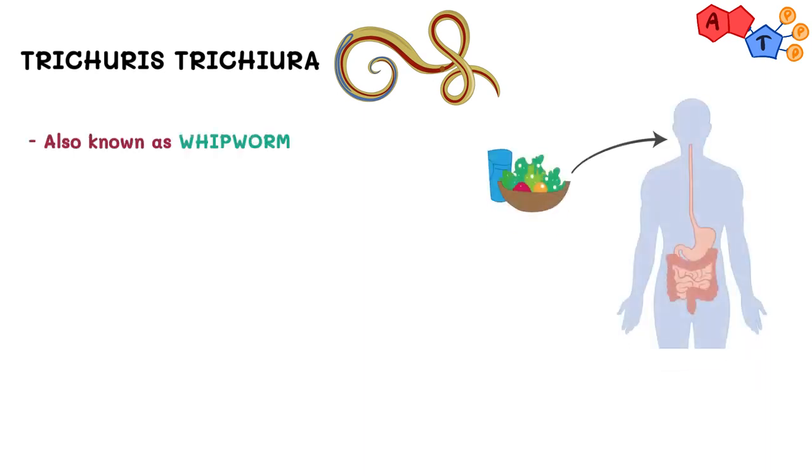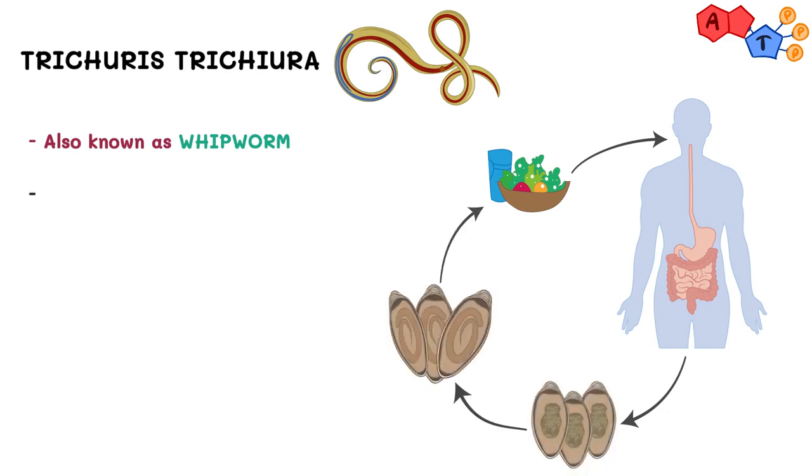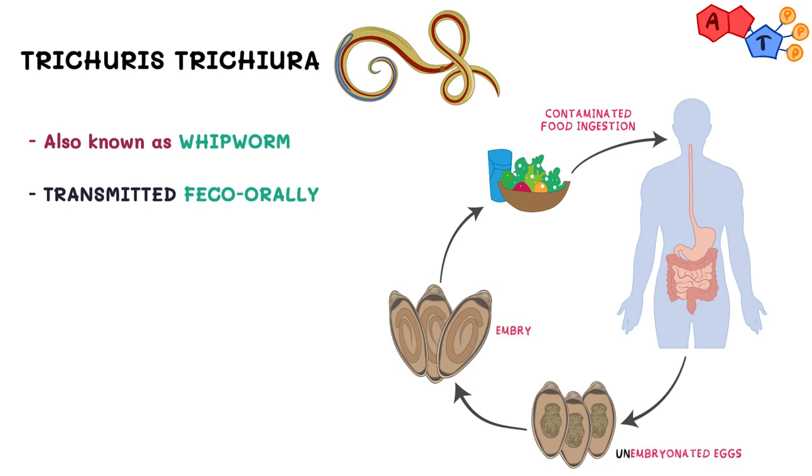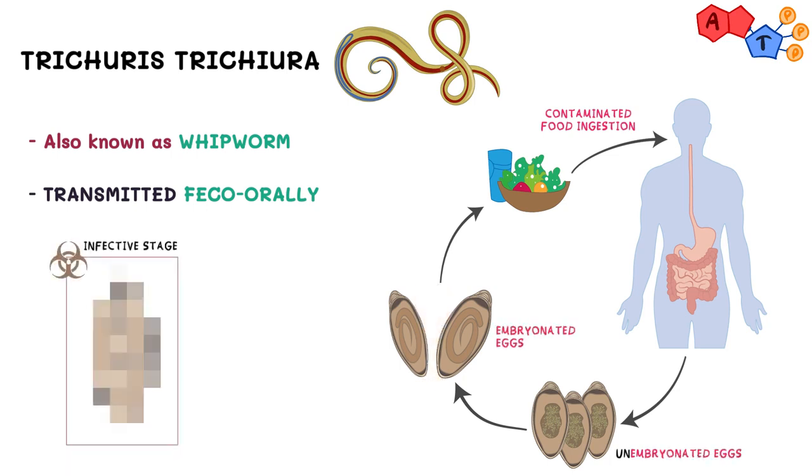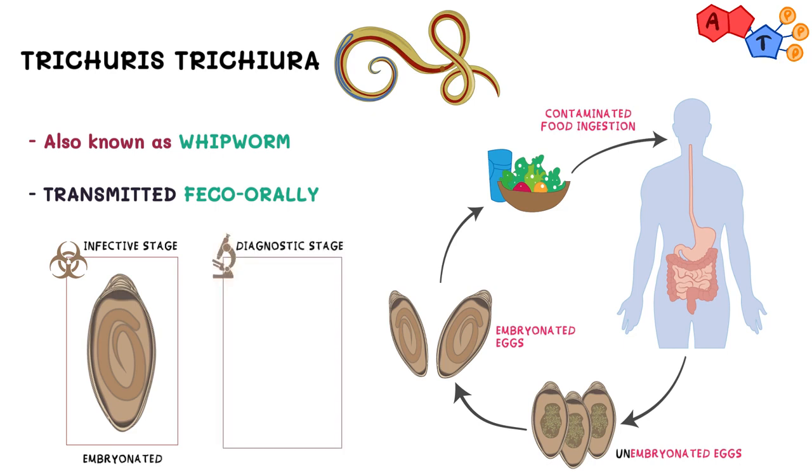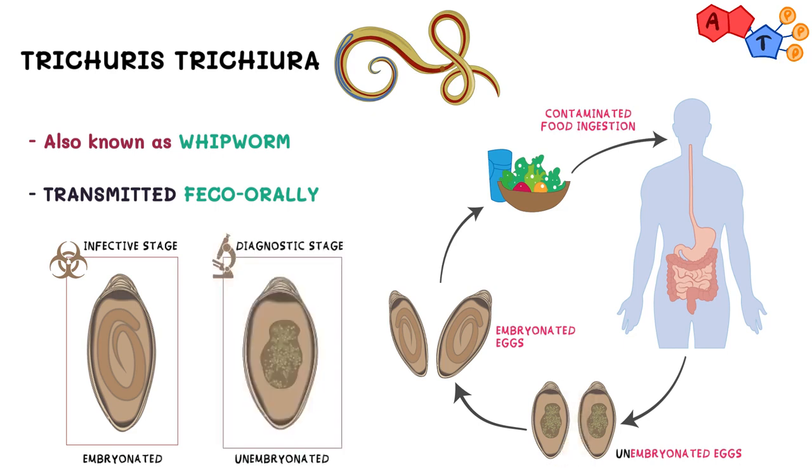For its life cycle, it's simple. It's transmitted through the fecal-oral route, through contaminated food ingestion, or touching soil that has Trichuris trichiura eggs in it. The infective stage is embryonated eggs, whereas the diagnostic stage is unembryonated eggs. Embryonated and unembryonated simply mean having an embryo or not, respectively.